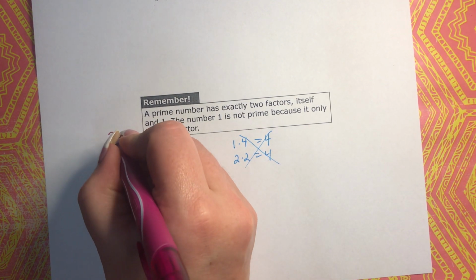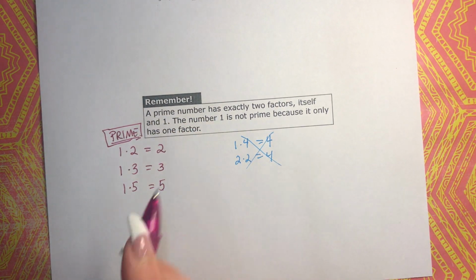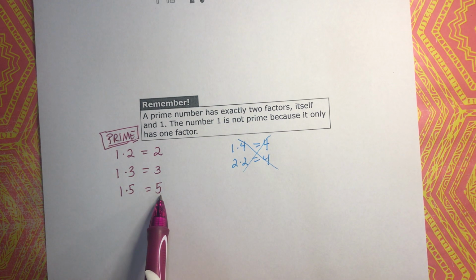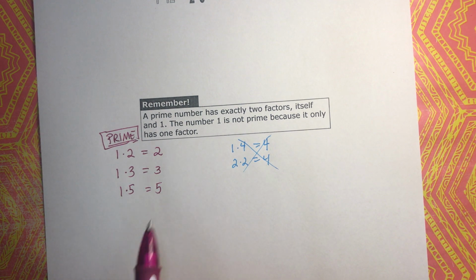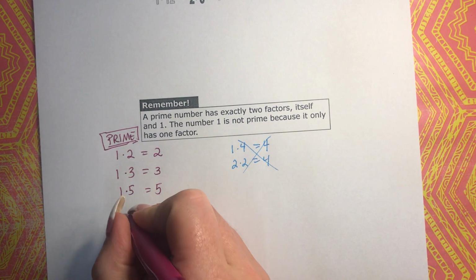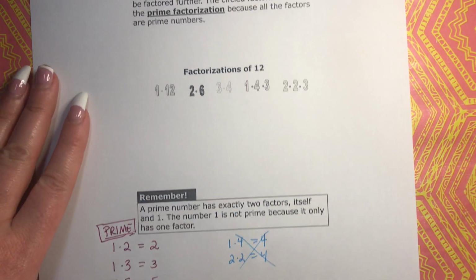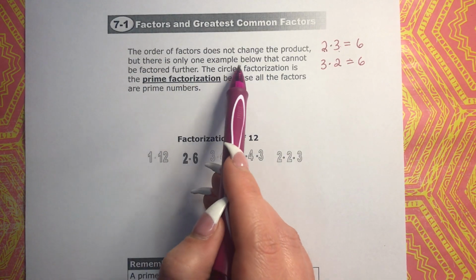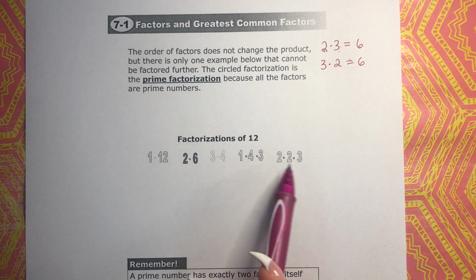These are all prime numbers, okay? A prime number has exactly 2 factors, 1 and itself. What about 6? You can write 6 as 1 times 6 or 2 times 3, so that's not it. But 7 is a prime number because you can just write it as 1 times itself, right? Okay, so now that we understand what prime numbers are, this is saying there's only one example below that cannot be factored further. Okay, so there's 1, 2, 3, 4, 5 examples.